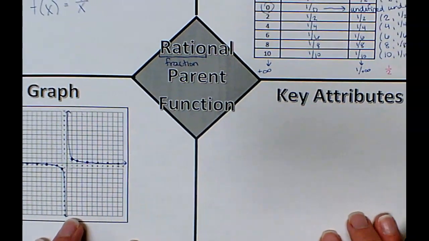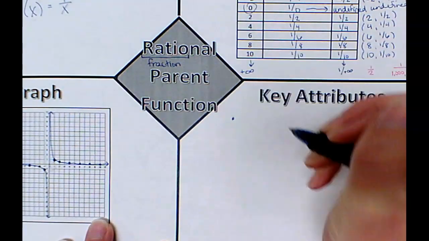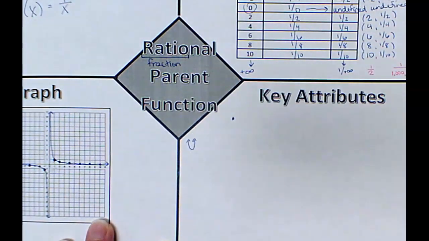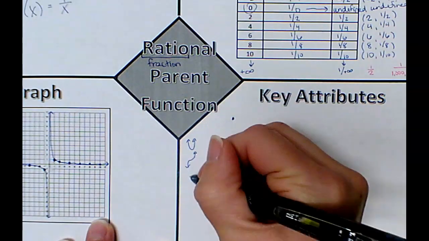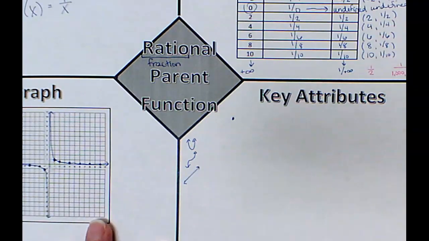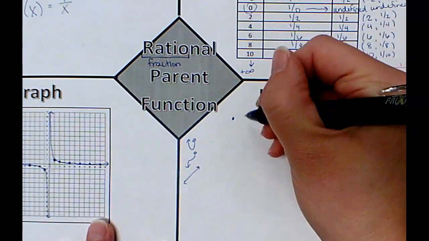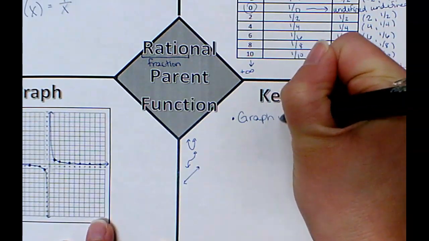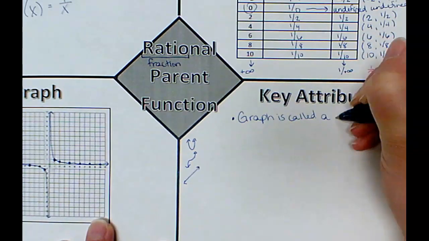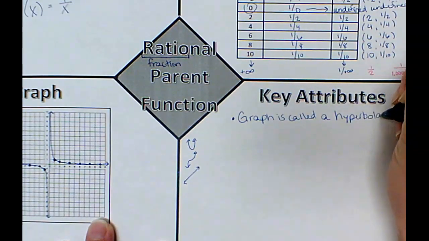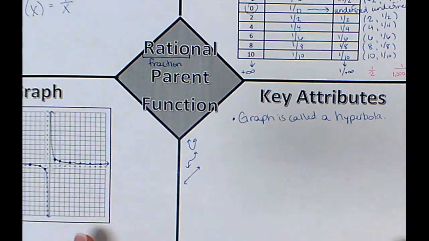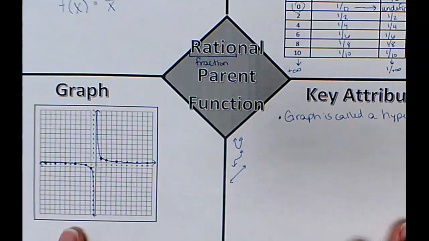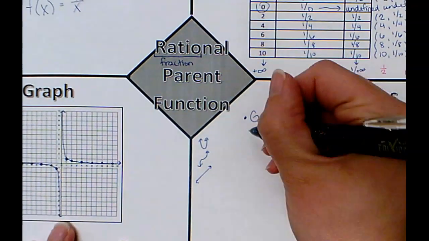So for the key attributes, the graph has a name. We've talked about parabolas, we've talked about cubics, we've talked about linear functions. So a lot of these have names, but this graph is called a hyperbola. A hyperbola, almost like a parabola, but a hyperbola. The prefix hyper means like more, increased. So this is a hyperbola. That's the name of this shape of graph where it looks like this. It's a hyperbola. Now let's talk about the domain and the range.